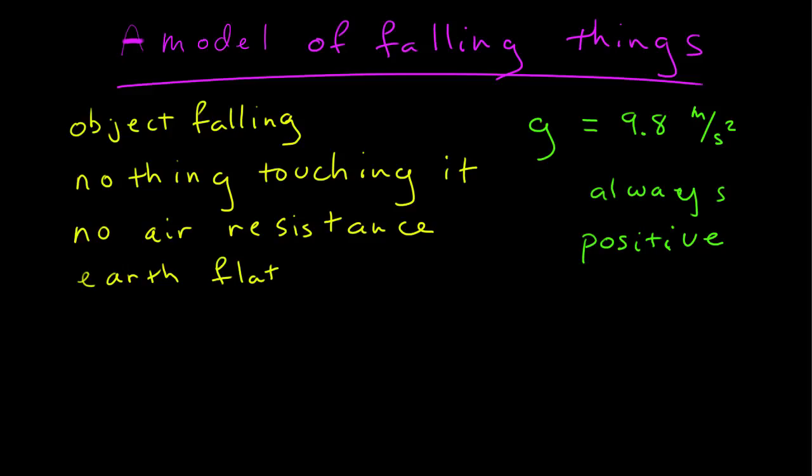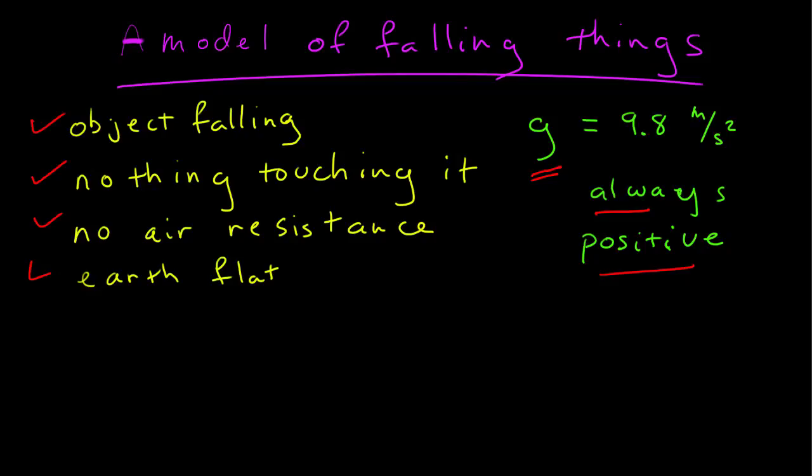Here we're going to create a model of falling things. So we have an object falling. We're going to assume nothing is touching it, we're going to assume no air resistance. Also part of our assumption is the Earth is flat. We introduce this constant, g, which is a positive 9.8 meters per second squared. Remember that this constant is always positive.